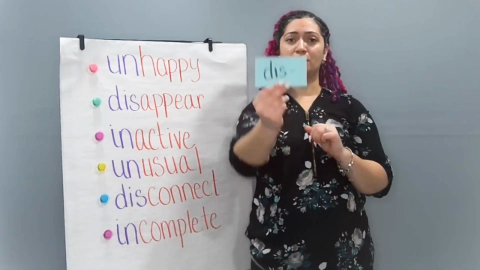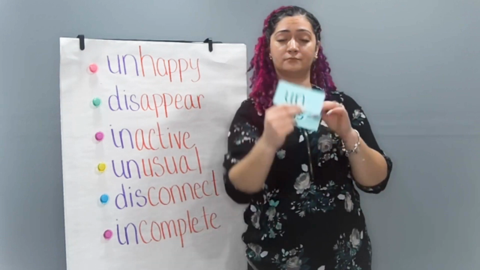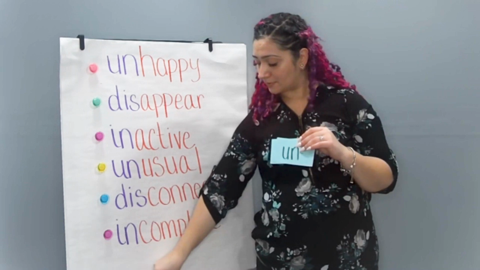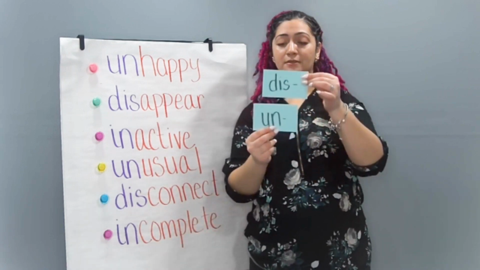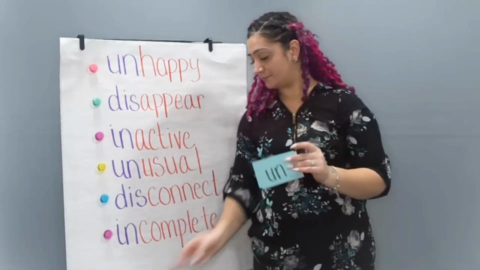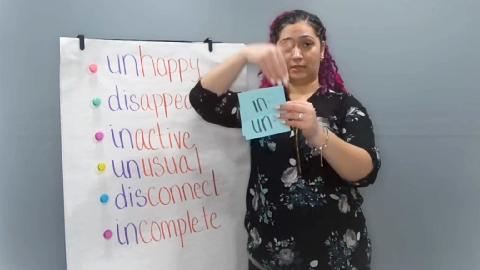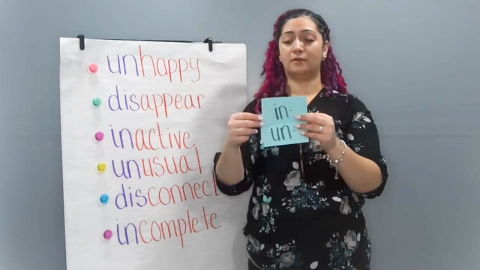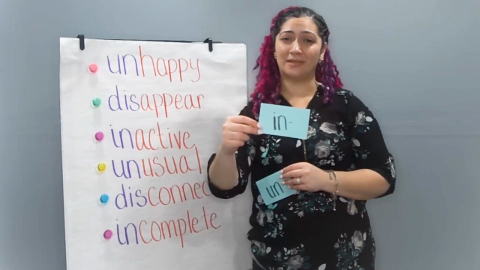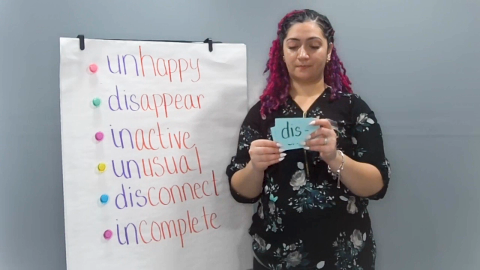One of our prefixes we'll work with is dis, un, and in. Dis and un can mean not or the opposite of. In has two meanings. It can mean in, like when you go inside, right? Or it could also mean not. Today, we're going to work with the meaning not. All right? Will you go ahead and read these prefixes with me?